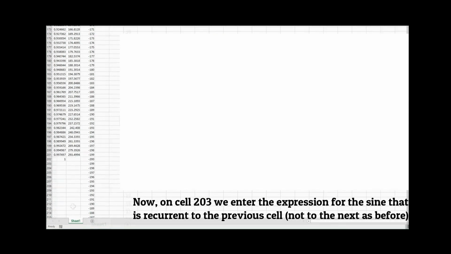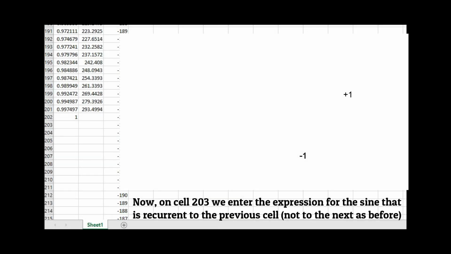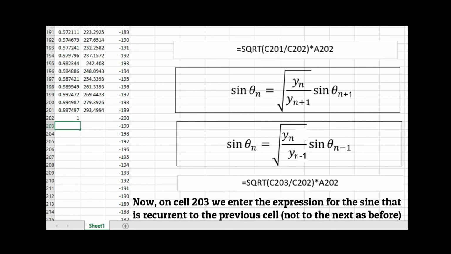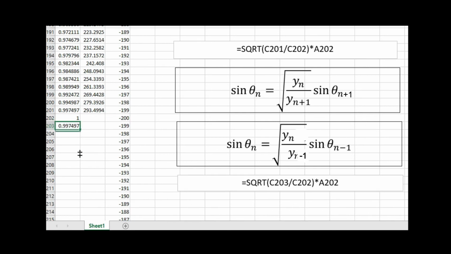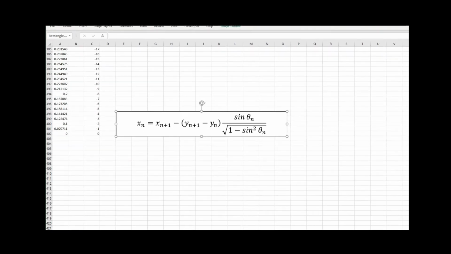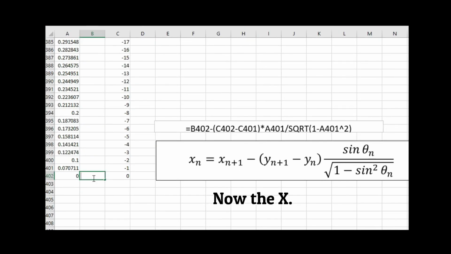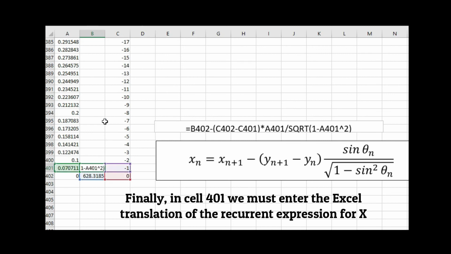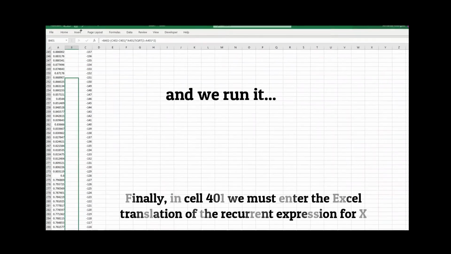Let's plot the other half of the chart by running down the y from 200 back to 0. Now on cell 202, we enter the expression for the sine that is recurrent to the previous cell, not to the next cell. And we run it down until it's back to 0. Now the x. If the missing point at the middle was 100 pi, then the last value of x must be 200 pi. Finally, in cell 401, we must enter the Excel translation for the recurrent expression for x. And we run with that.